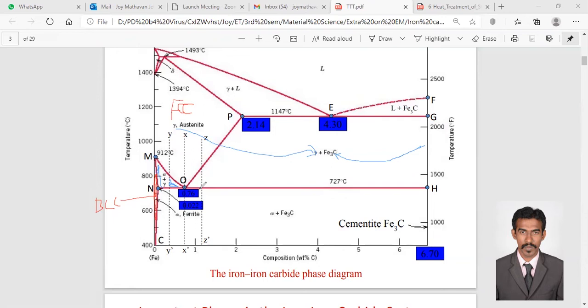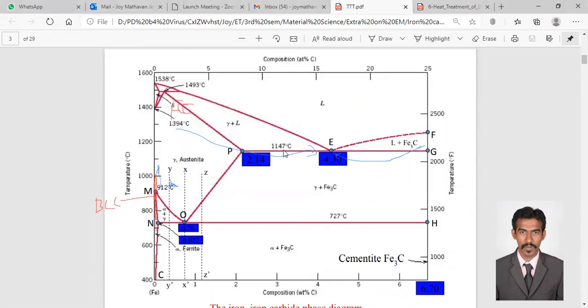So this is what I asked you about the heating. When changing the structure from BCC to FCC, the solubility increases. At the same time, when increasing the temperature this way, you also see solubility increases. So here it's 0.02 and 0.76, but here it is 2.14 and 4.3. So when the temperature increases, the solubility also increases. Similarly, when changing the structure, solubility varies, from BCC to FCC, again solubility increasing. So this is 0.76 at 727 degrees.